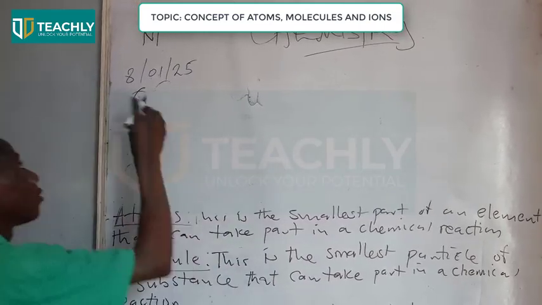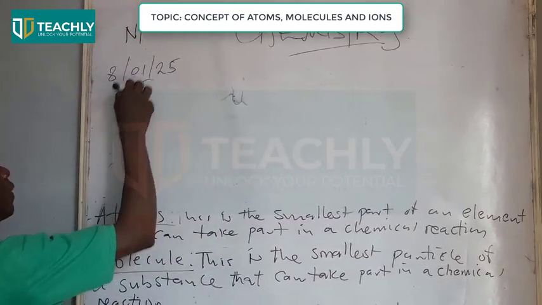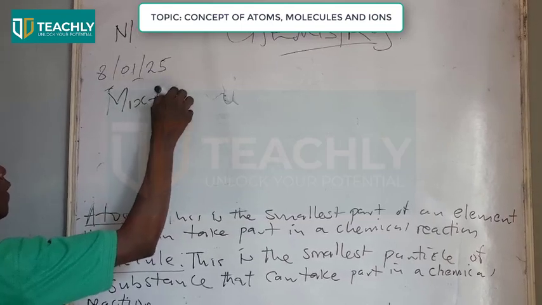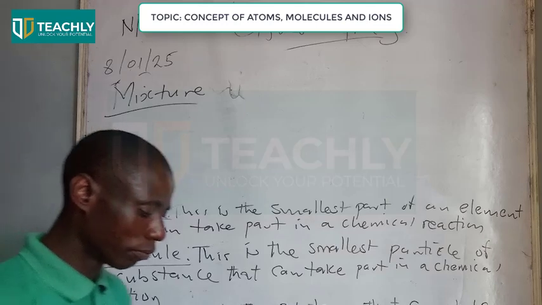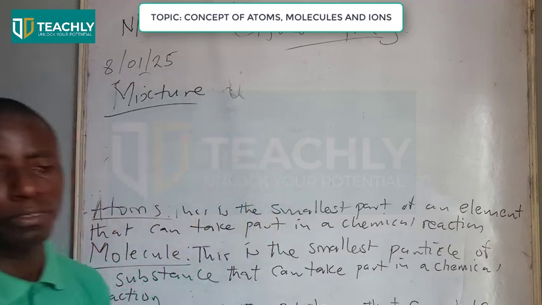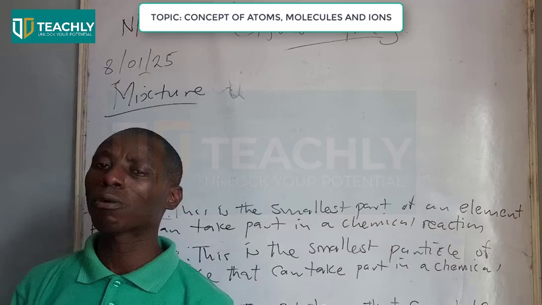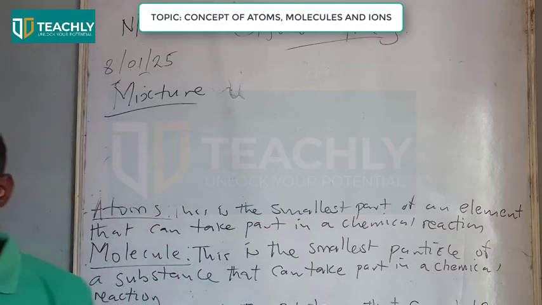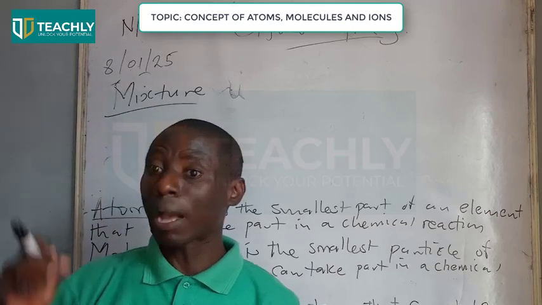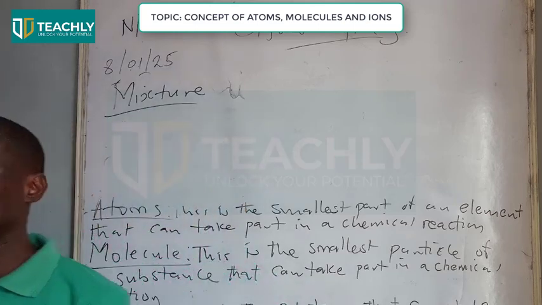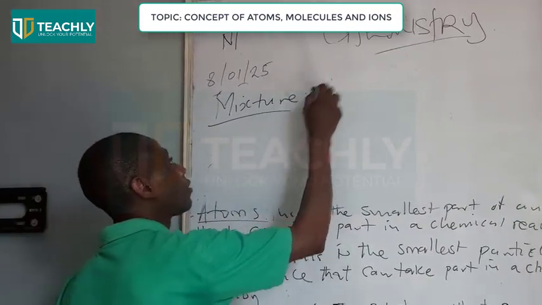The next one is mixture. Let's look at mixture. So when we say mixture, when we have two or more substances or elements that are combined, but not chemically, physically. I mean, they can be separated by physical means. So those substances are referred to as what? As mixture.